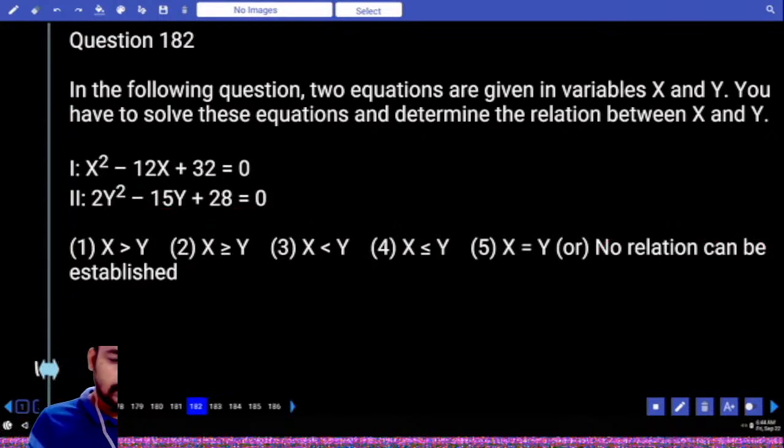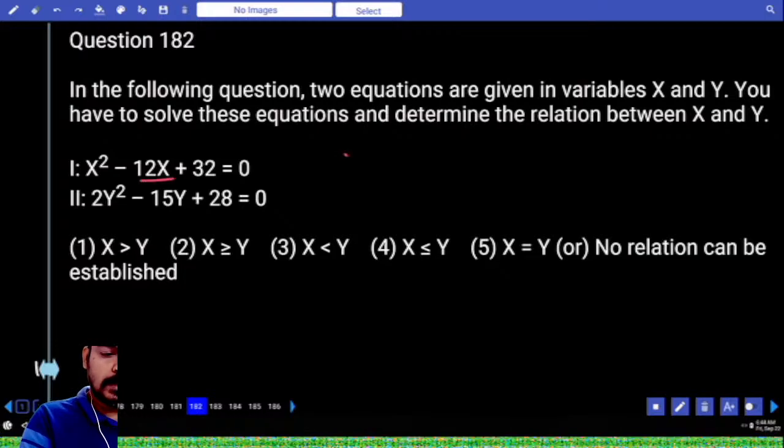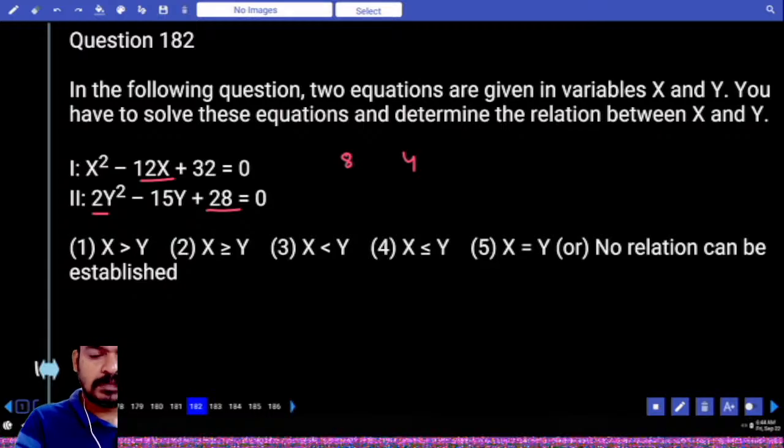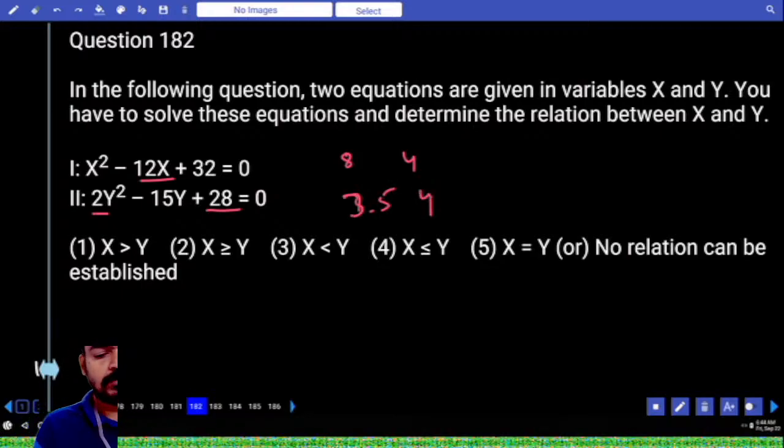Next, 182. What is the first one product? 32. Sum is 12. Then we write 8 and 4. Second one product 56. Then we write 7 and 8 by 2, means each one 3.5 and 4. 8 compared to 3.5 comma 4, greater. 4 compared to 3.5 and 4, equal. Then answer: x greater than or equal to y.